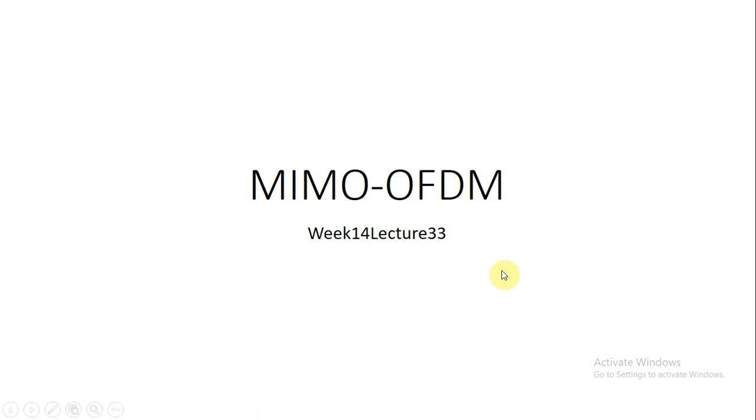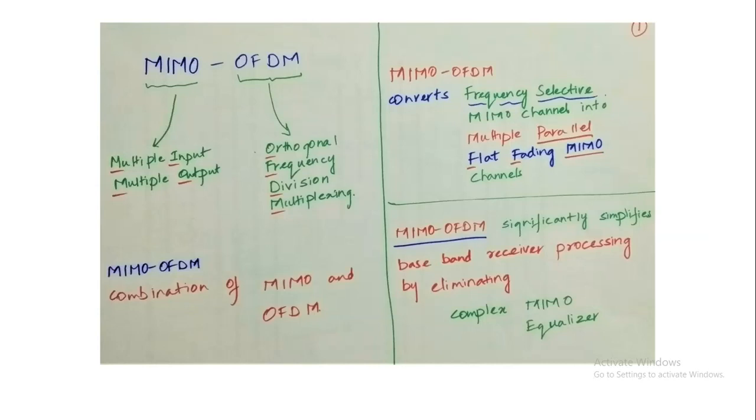Bismillahirrahmanirrahim. Today's topic is about the combination of two important aspects of wireless communication, MIMO and OFDM. So in this topic we will discuss the combination of MIMO with OFDM. This is the last topic for OFDM. This is lecture number 33 of week number 14. So what is MIMO OFDM?